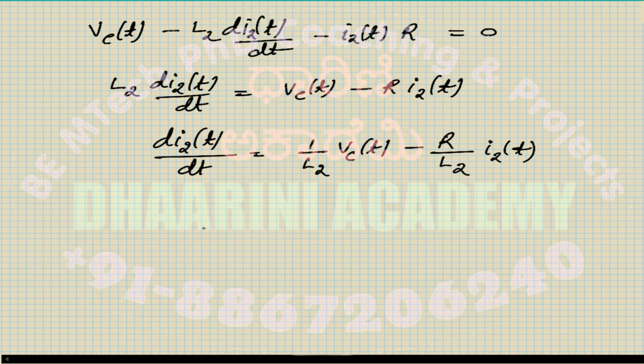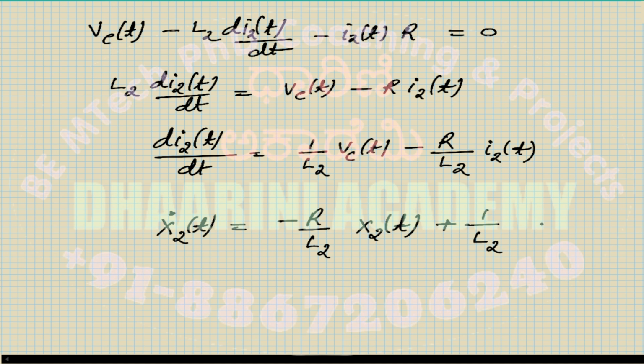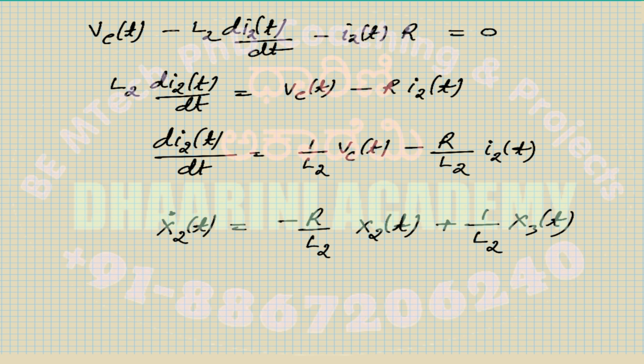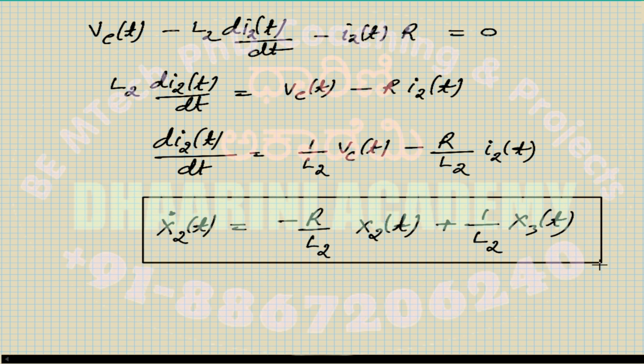Okay, that's right. So now this means it is x2 dot, right? This is x2 dot of t equals, I think we have L3, x3 over there, right? I2 should come first for me. So I'll write the I2 part first, that is minus R by L2, I2 means it is x2, correct? X2 of t. Then I have plus 1 by L2, VC is x3 for us, correct? X3 of t. All right. So the final equation becomes like this.